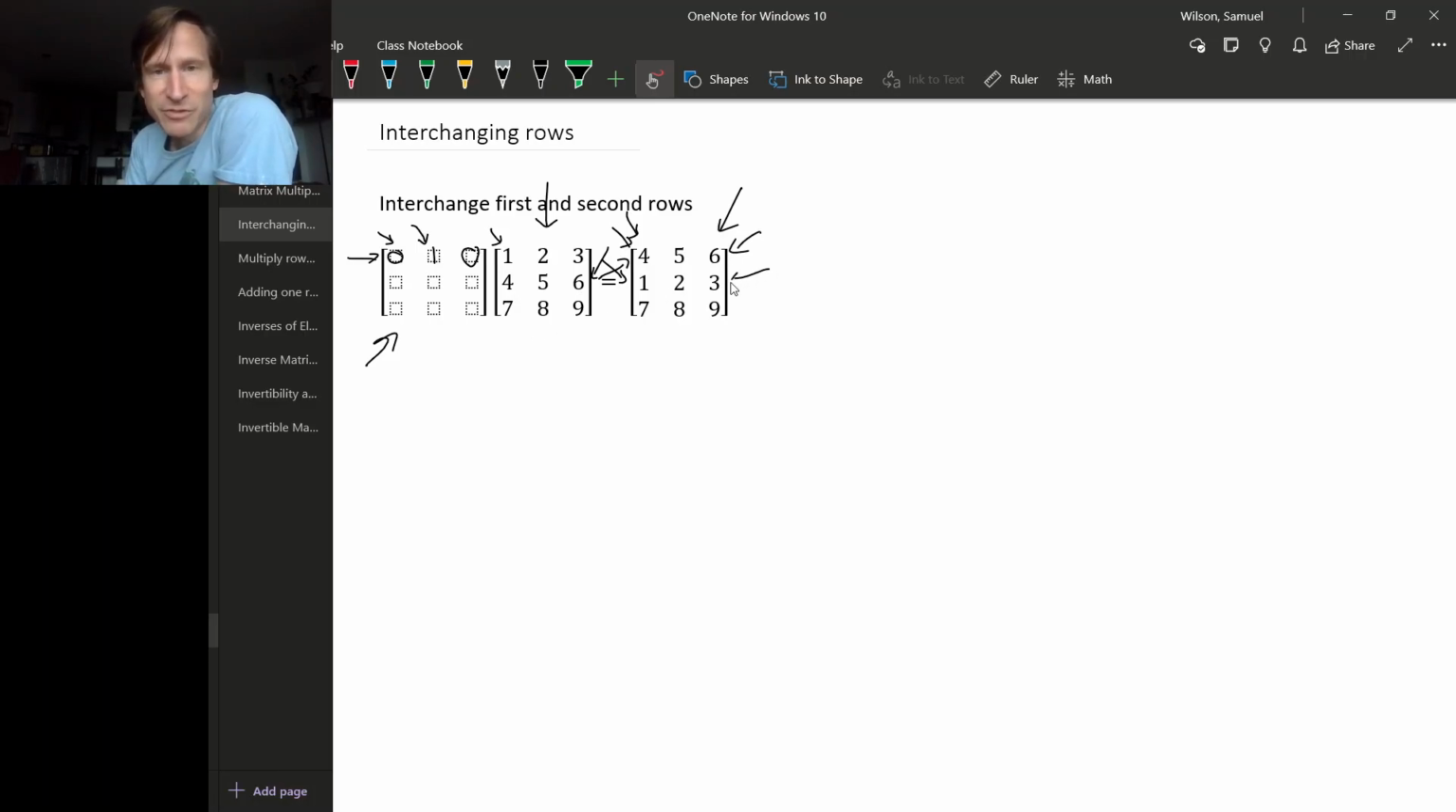For our new second row, we want just 1 copy of the old first row, and the entry in the first row that acts as the coefficient for the first row on the right is this entry right here.